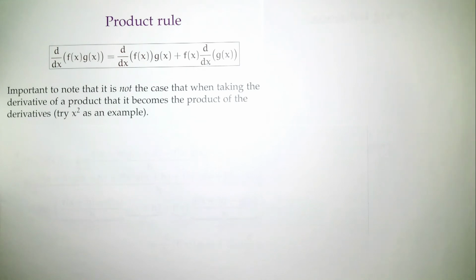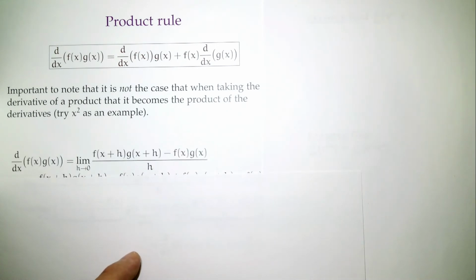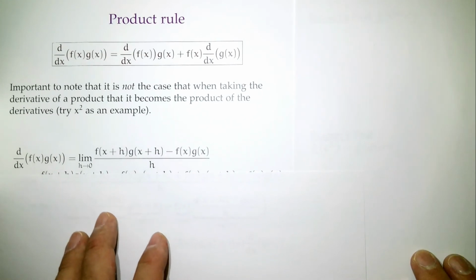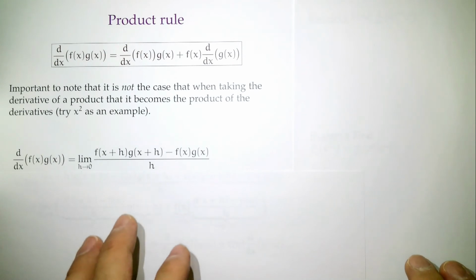So here is the justification. We don't just want to take their word for it. We want to say, why is it true? All right. Got to brace myself here. Make sure there's enough room. So if I want to take the derivative of f of x times g of x, I do what I always do. I plug it into the definition. Limit as h goes to 0, f of x plus h, g of x plus h, minus f of x, g of x, all over h.